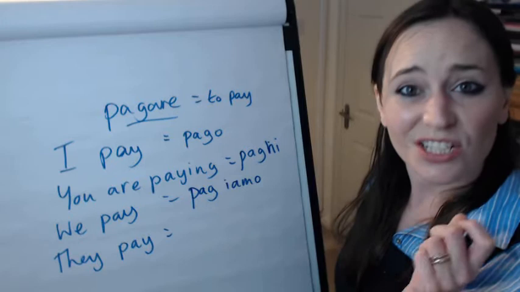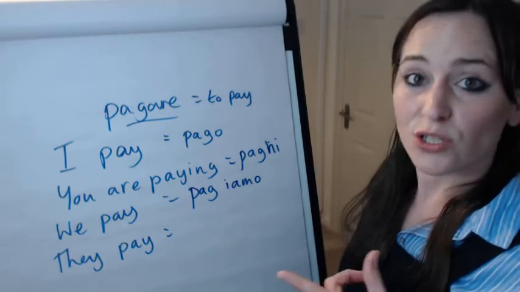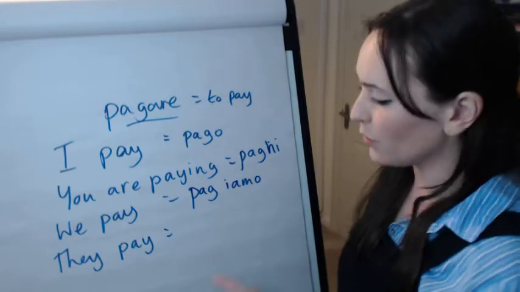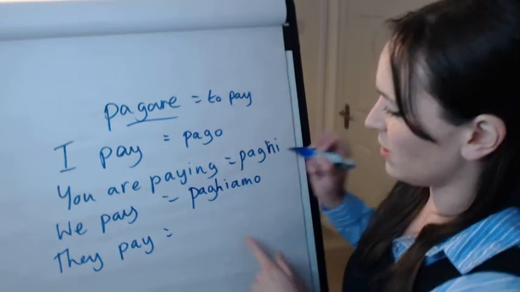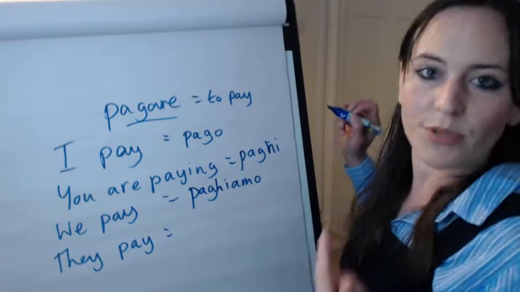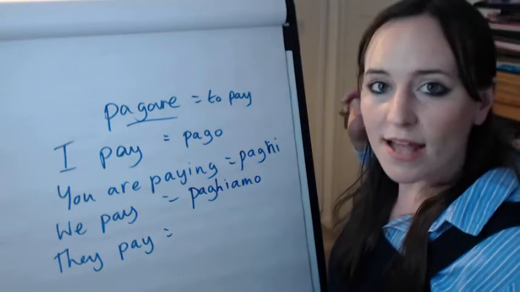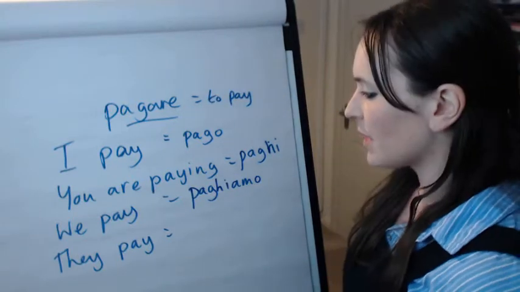G-I-O-V-A-N-N-I, Giovanni, it's a soft G sound, and it's followed by an O. So here, as in the example above, we add an H. Paghiamo, perfect. Now it sounds like the verb pagare because it's got that hard G. Paghiamo.